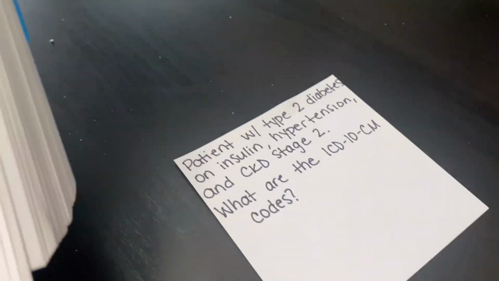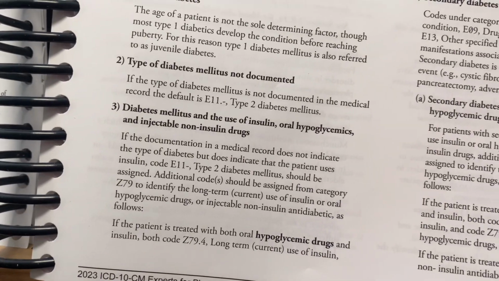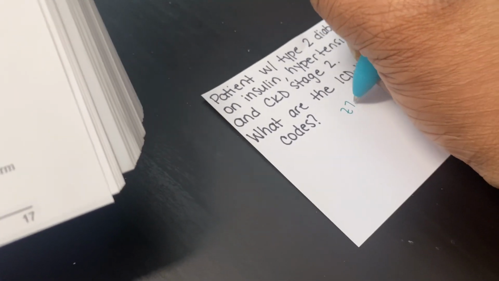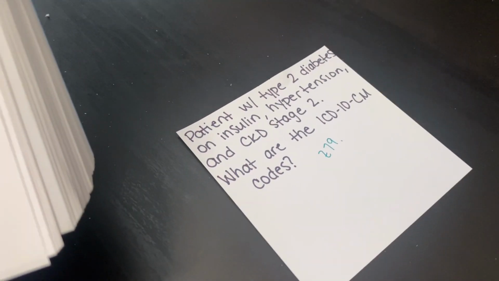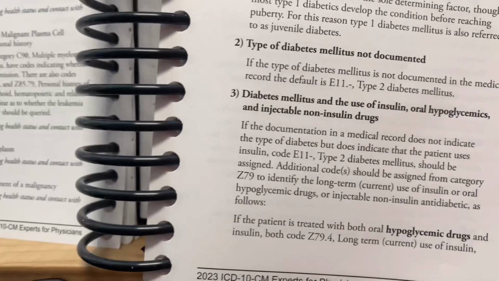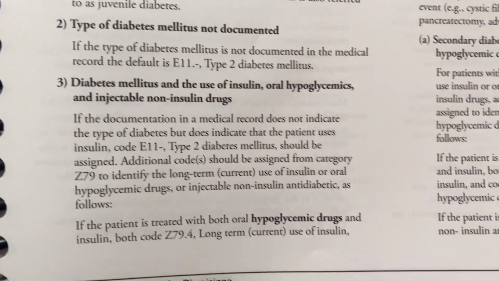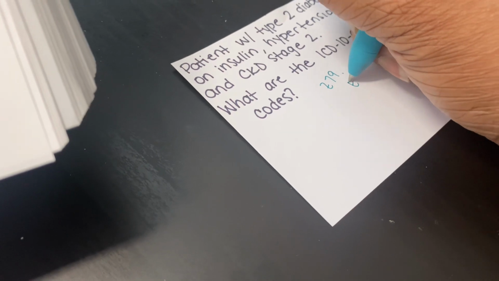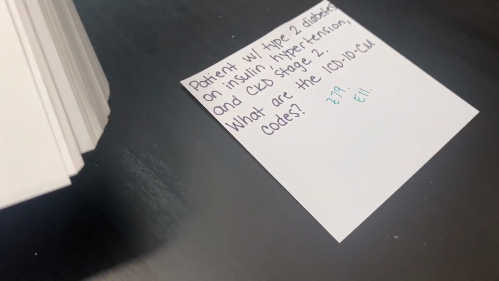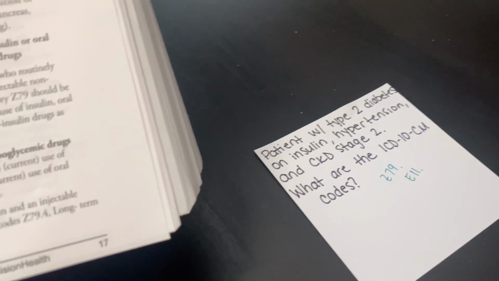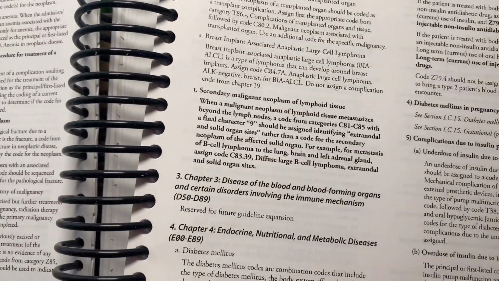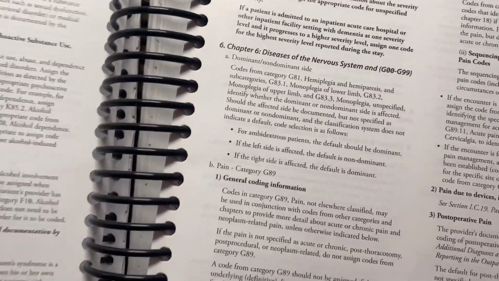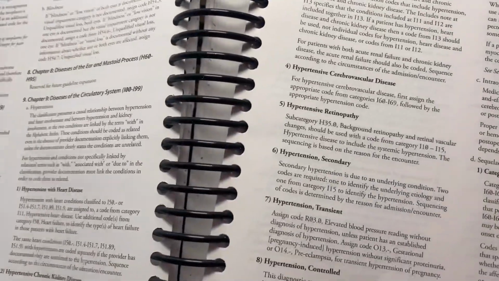So, because we know there is insulin involved, I'm going to write the Z79 here just to get me started and remind myself that I need to know about the insulin. And then it says type 2 is E11. So I can then go ahead and put the E11 down as well. And then is there anything else I need to look at? We need to look for hypertension. So let's keep on going.